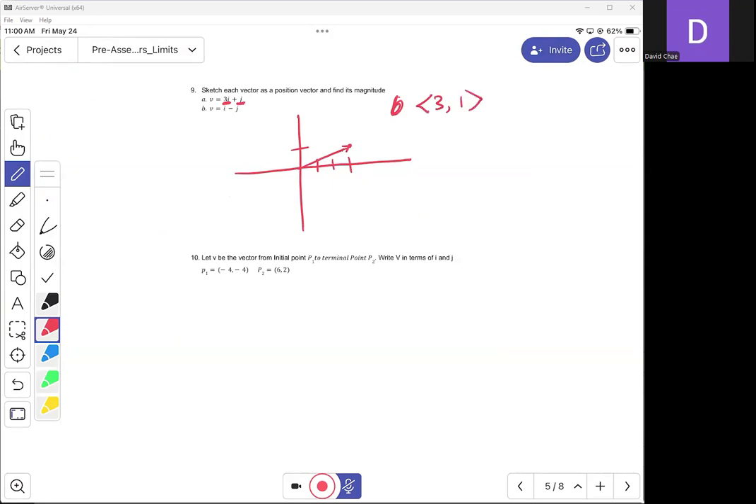And then for letter B, it's 1, -1. So I'll put it in blue, 1, -1. That would be right here. And that's all you're doing. Draw it in 2 different graphs, just in case. That's all you're doing. Cool.